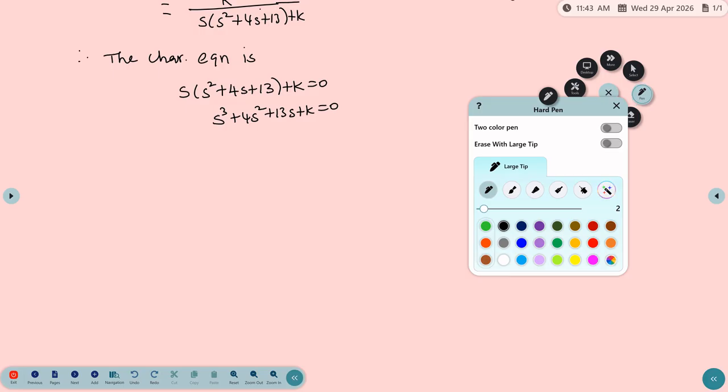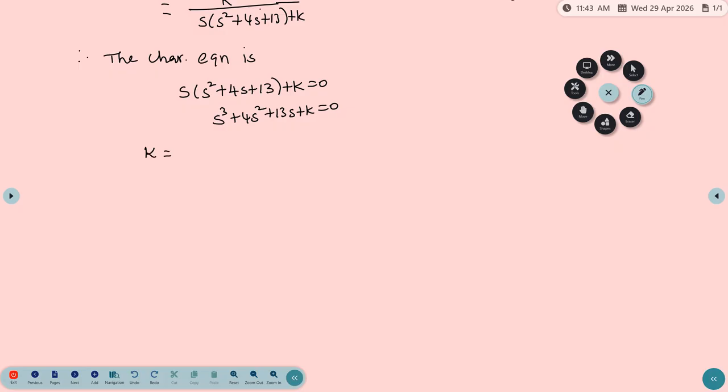Then we should find out the expression for k. So k equal to, if you are moving the remaining terms to the RHS, minus of s cube plus 4s square plus 13s. Then we should find out dk by ds. That means we should differentiate this k with respect to s one time. So we will get minus of the differentiation of s cube, which is 3s square, then 2 into 4 is 8s, plus 13. So this is dk by ds.